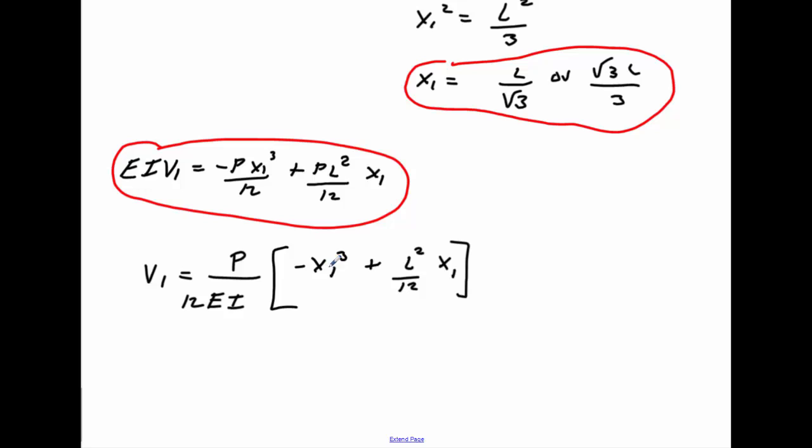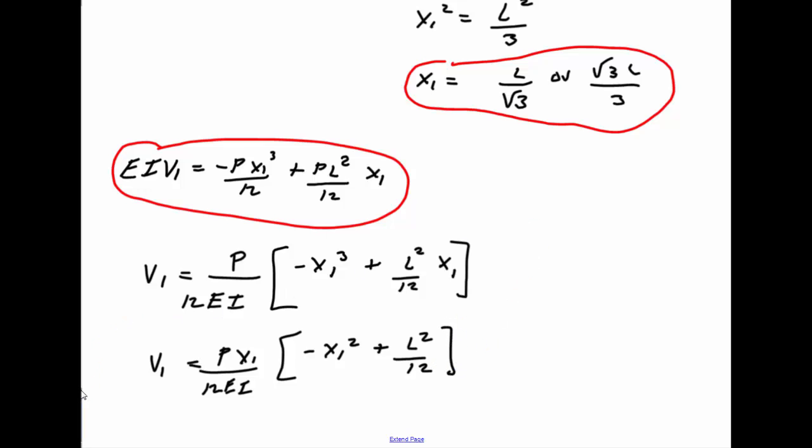Okay, now I have an x1 in both these, so I'll pull that out as V1 is equal to P times x1 over 12 times EI, and that gives me minus x1 squared plus L squared over 12.